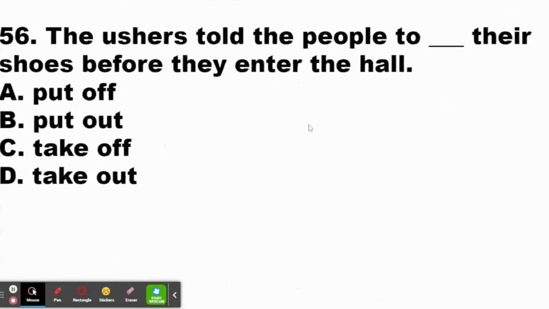56. The ushers told the people to dash their shoes before they enter the hall. A, put off. B, put out. C, take off. D, take out. Option C is correct. Take off. You take off your shoes. Okay? Take off your shoes.